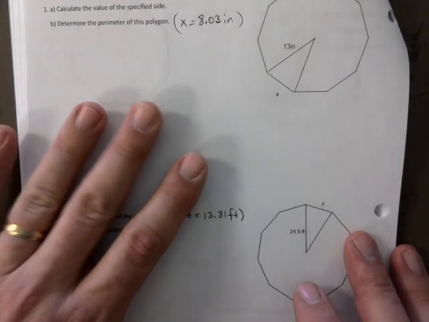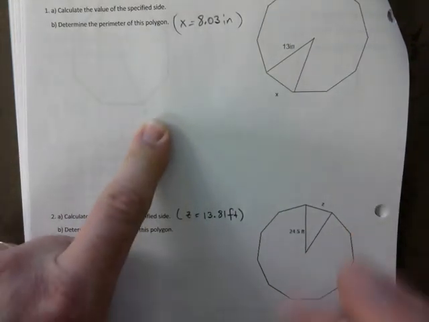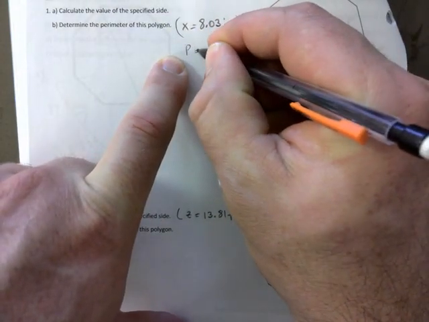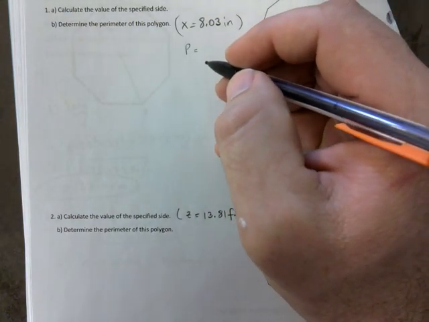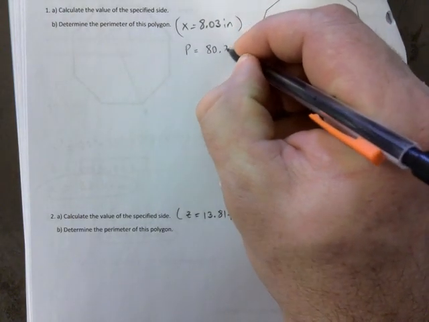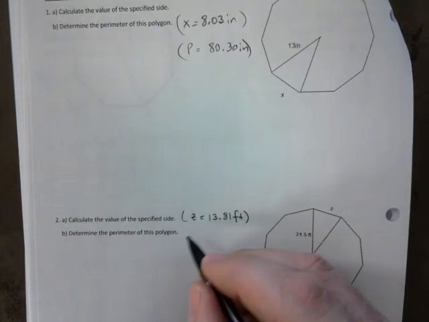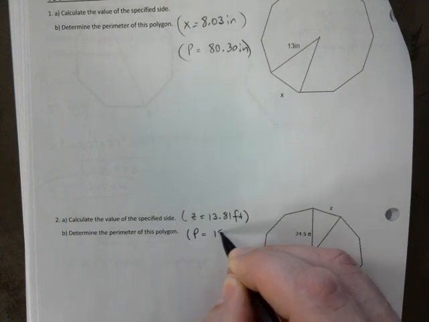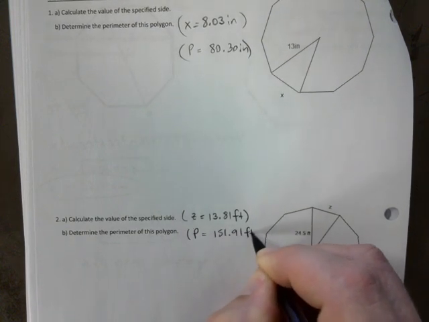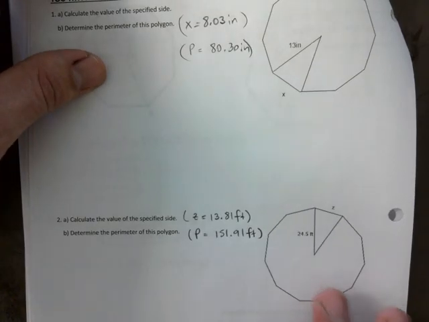For now I'm going to leave 59. I'm not actually going to go over it because I just gave you examples. The perimeter for this one, if you want to have the answer, would be 80.30 inches because you multiply this by 10. And for the second, the perimeter is 151.91 feet. So you have those answers there if you want to give that a try.